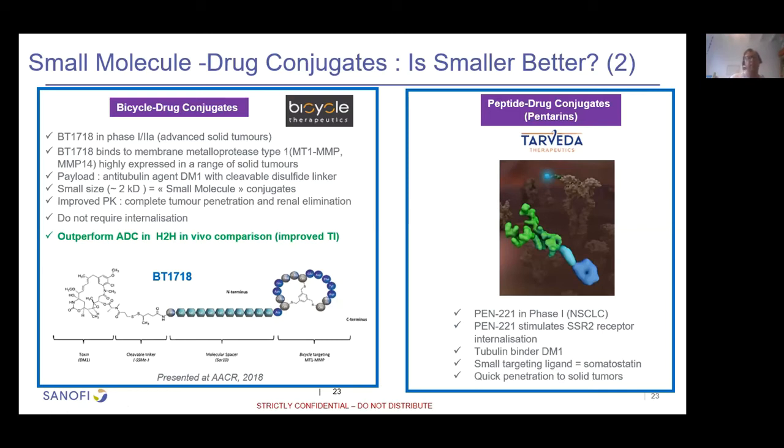Obviously, tumor penetration will be increased, and we could also think again about the toxicity profile, based on the fact that there is no Fc on such a scaffold. The other one on the right-hand side is a peptide drug conjugate developed by Tarvida that uses a somatostatin receptor to internalize a maytansine payload within the tumor cells.